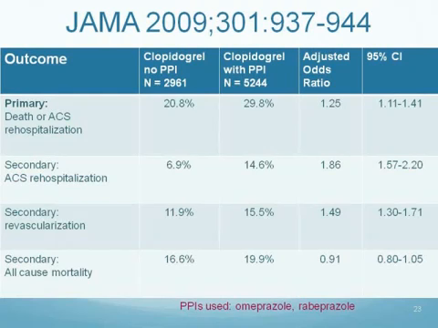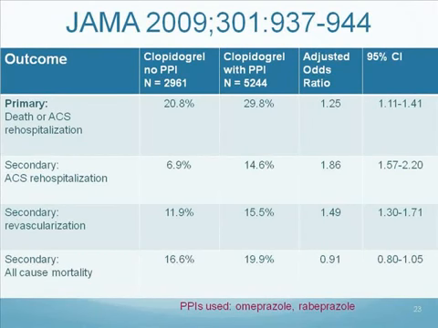Now, on the left-hand side of this chart, you can see the outcome measures in the study. So the primary endpoint was death or the need for rehospitalization due to another episode of acute coronary syndrome. And you can see that in the second column from the right is the adjusted odds ratio. And you can see that there was about a 25% increase in the patients who received the combination of clopidogrel and PPI with this composite endpoint. And this was statistically significant.